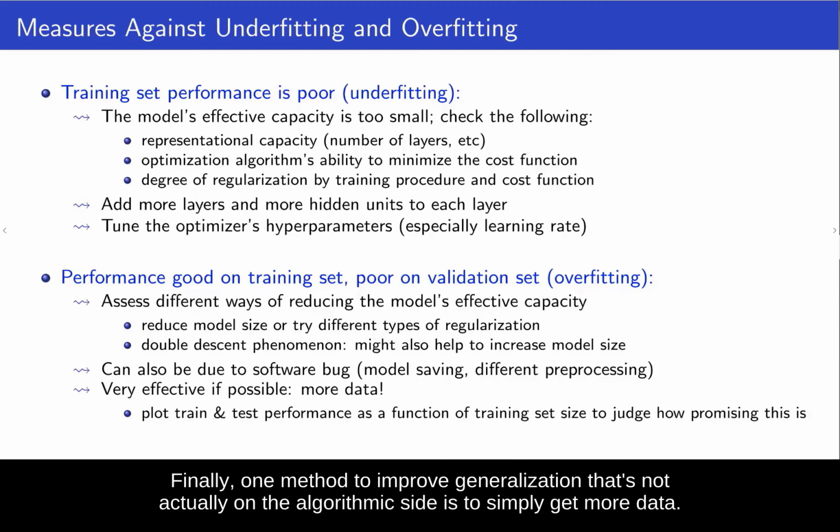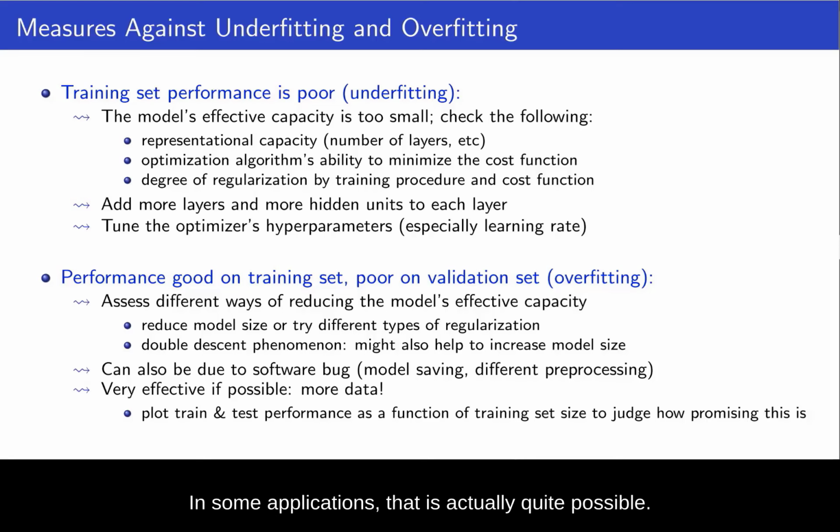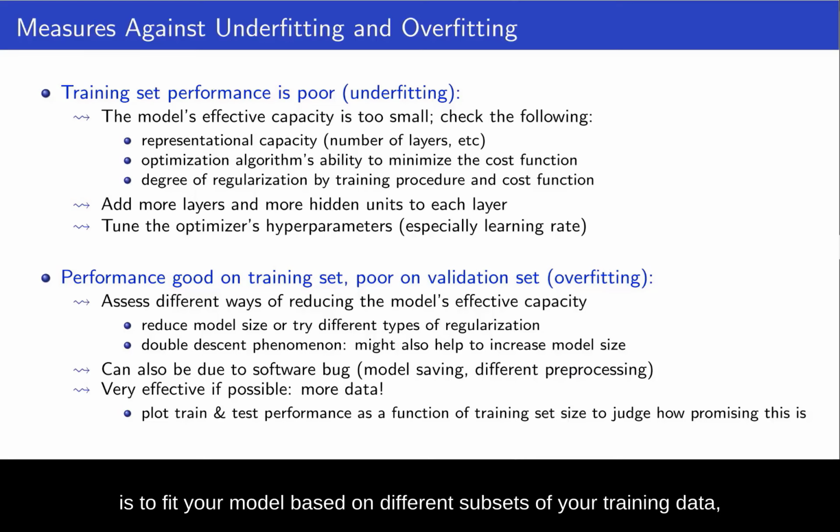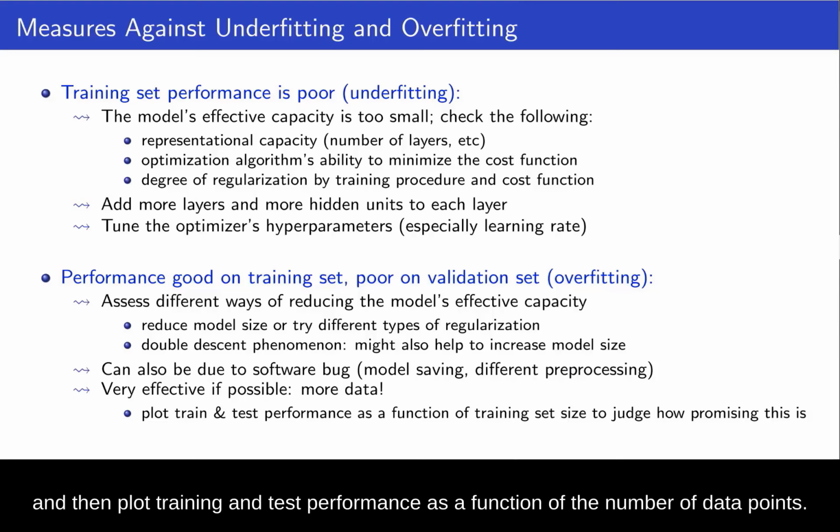Finally, one method to improve generalization that's not actually on the algorithmic side is to simply get more data. In some applications, that is actually quite possible. So what you can do in order to assess how much performance would improve if you had more data is to fit your model based on different subsets of your training data, and then plot training and test performance as a function of the number of data points.